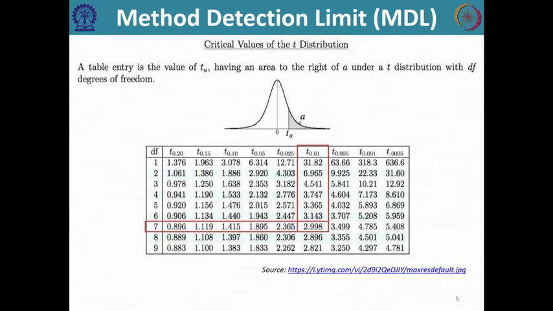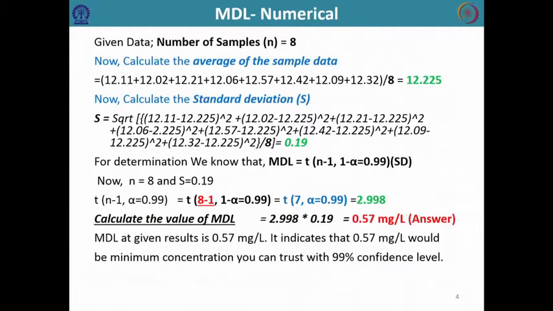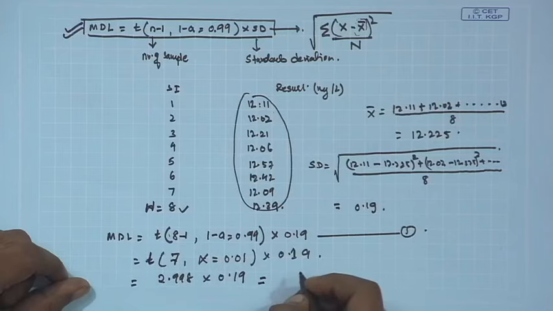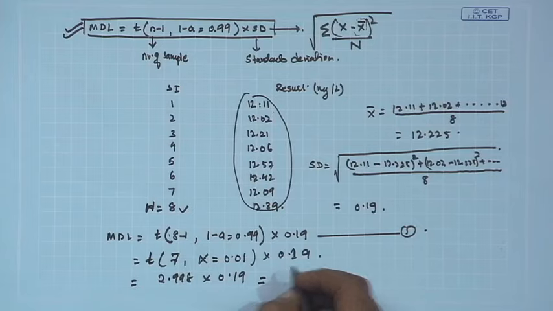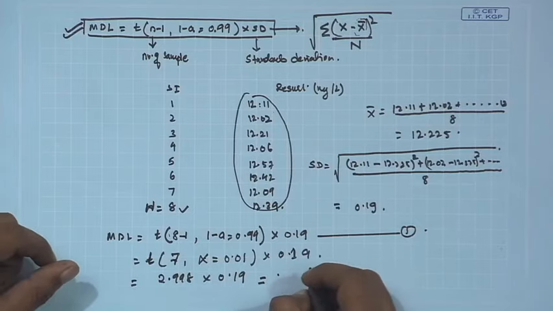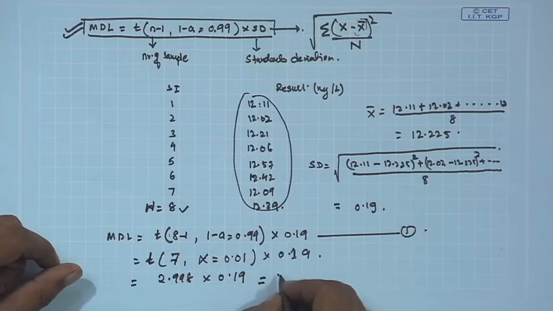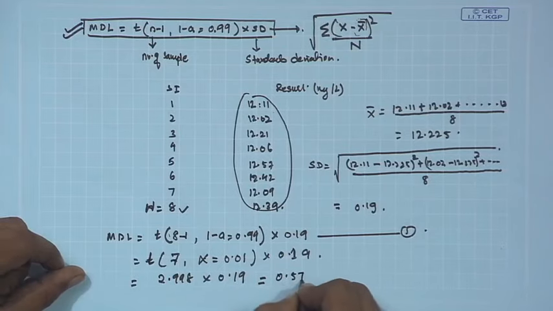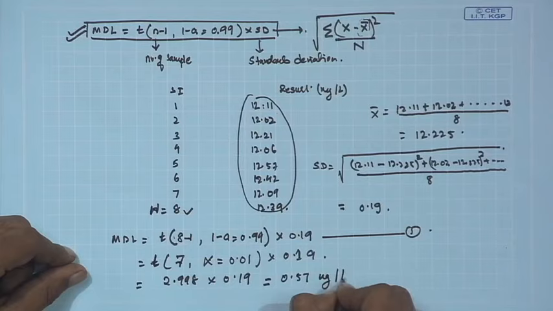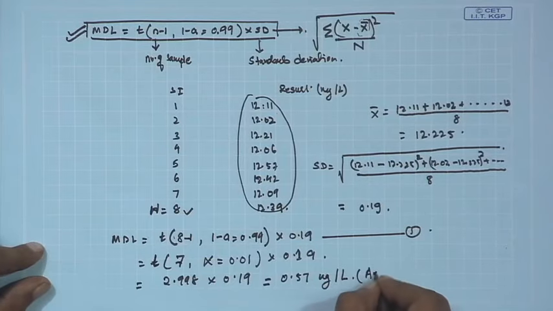So, if you calculate this value, the t value would be around 2.99, and if you multiply this value, this would be around 0.57 mg per liter. So, this is the answer of MDL.